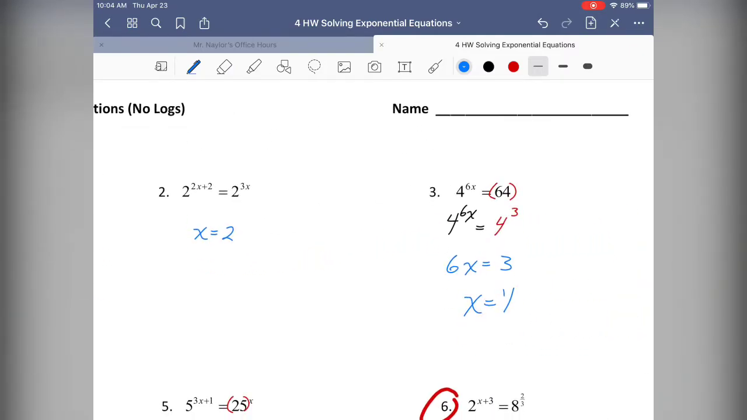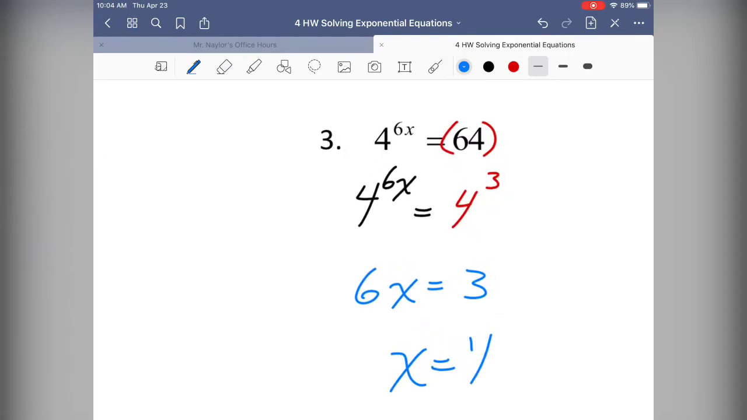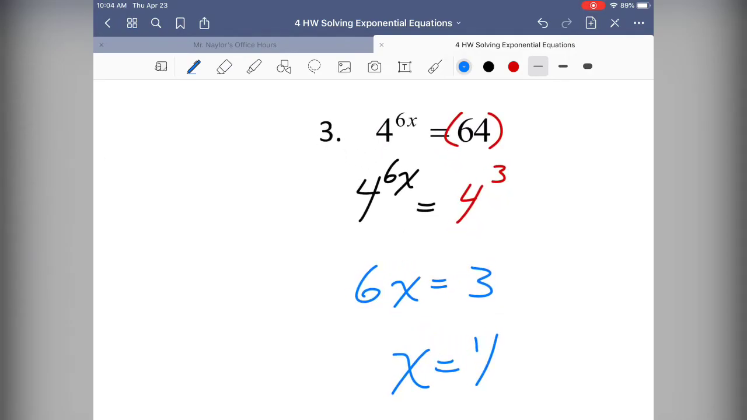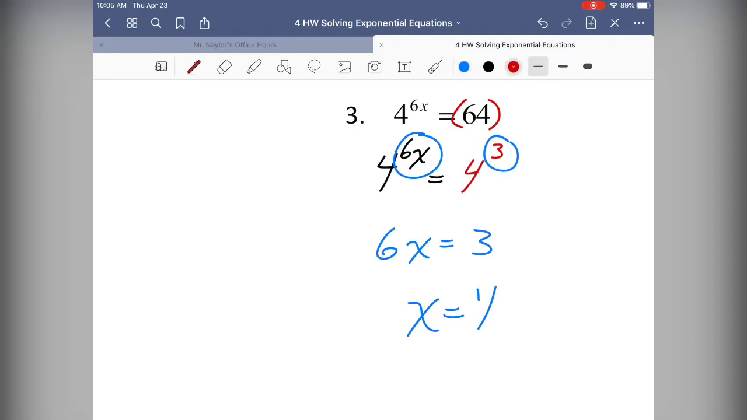Now with number 3, we want to make the bases the same, but you can write 64 as 4 to the third. That means you can now say that 6x equals 3. That means you can say that the exponents would be equal. Now be careful when solving this, because you should be dividing both sides by 6, and sometimes people accidentally will just quickly say that that equals 2. But of course that doesn't equal 2, that equals 1 over 2. So you want to make sure that your answer is 1/2.